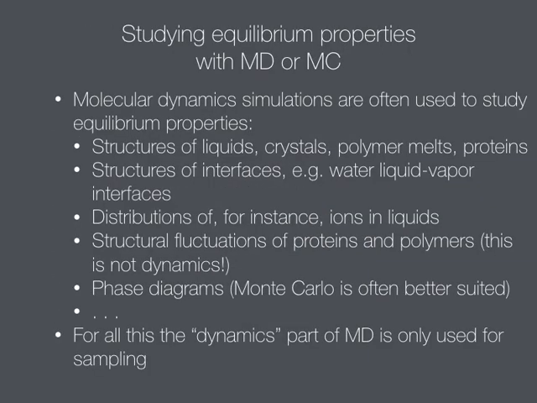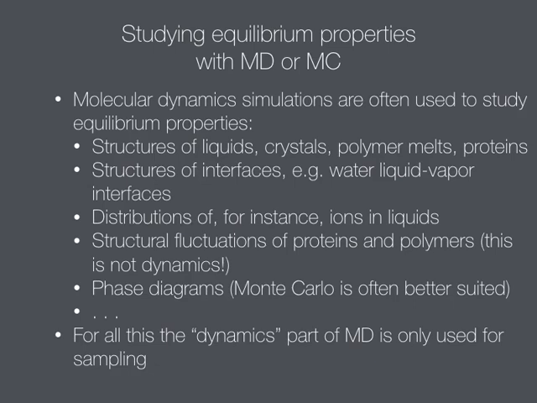This slide we had before. This slide, yes. So then, what can we actually do with MD? Molecular dynamics is called dynamics, but actually you're often just interested in the Boltzmann distribution to get out of it. So one thing is, for instance, structure of liquids, crystals, polymer melts, or proteins. So if you're just interested in what's the native state or what's the stable state.